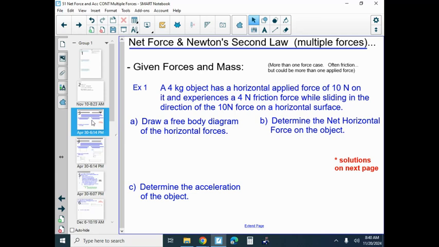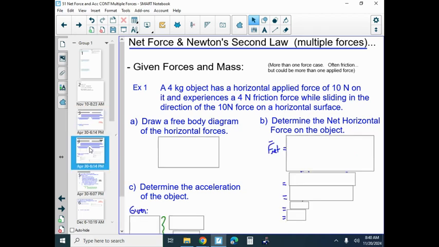And so the questions I would ask to help guide you through this kind of thing, instead of just asking like, what's the acceleration on the object, I might ask you to draw a free body diagram, determine the horizontal net force, and then of course that makes answering part C nice and easy. Leads you towards it, right? So let's go through that work.